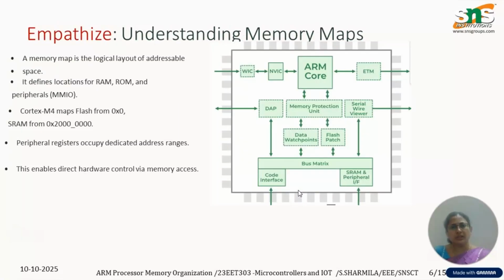Now let's move on to understanding the memory maps. Think of this as the logical layout of your system address space. It defines where RAM, ROM, and peripherals live. For instance, on a Cortex-M4, flash starts at 0x0 and SRAM starts at 0x20000000. Peripherals get their own dedicated addresses, allowing software to control hardware directly through simple memory read and write operations.